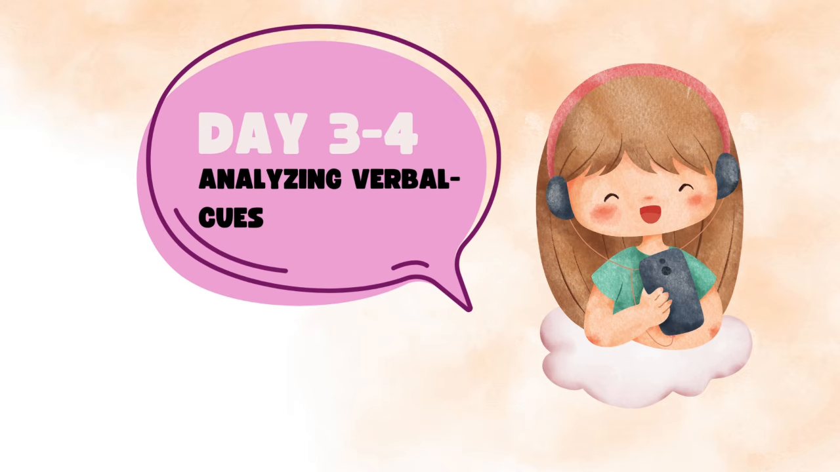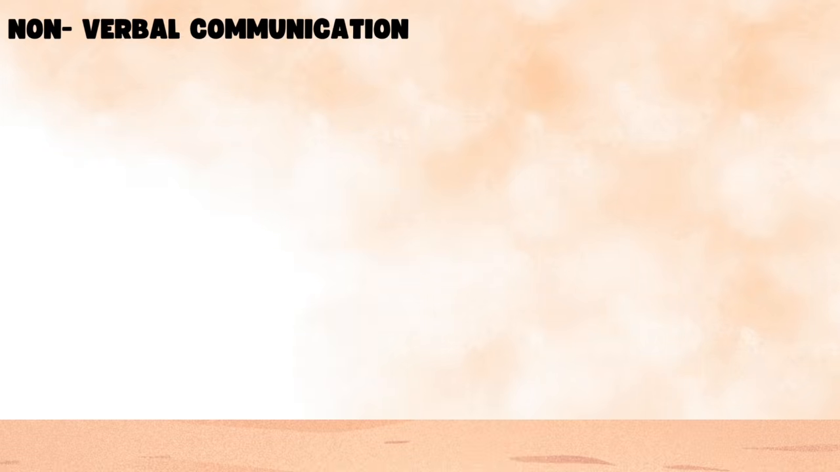Okay, so for days 3 and 4, you're going to analyze verbal cues or non-verbal cues. So you can watch this, it's a less than minute video, okay, about non-verbal communication. So as you can see, just by looking at the picture, almost 3 of the 5 people are looking at their watch. So what does it mean if someone is looking at their watch while someone is talking?